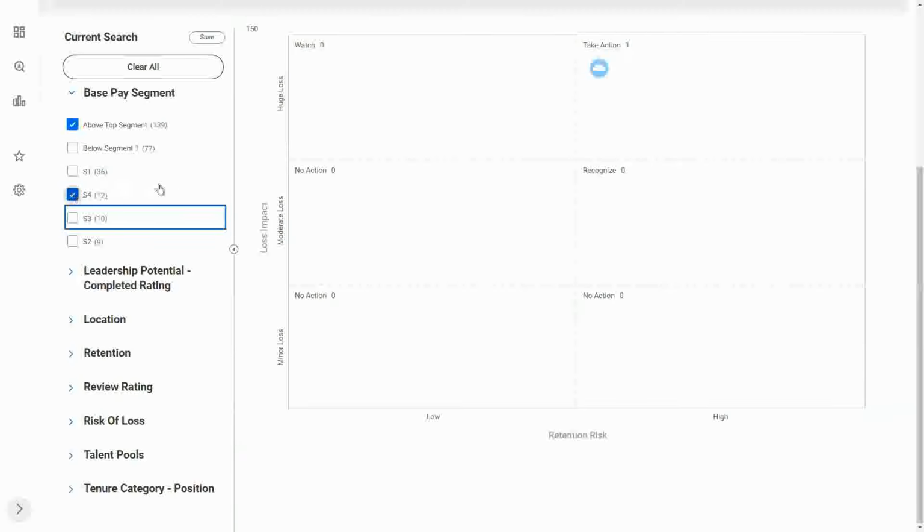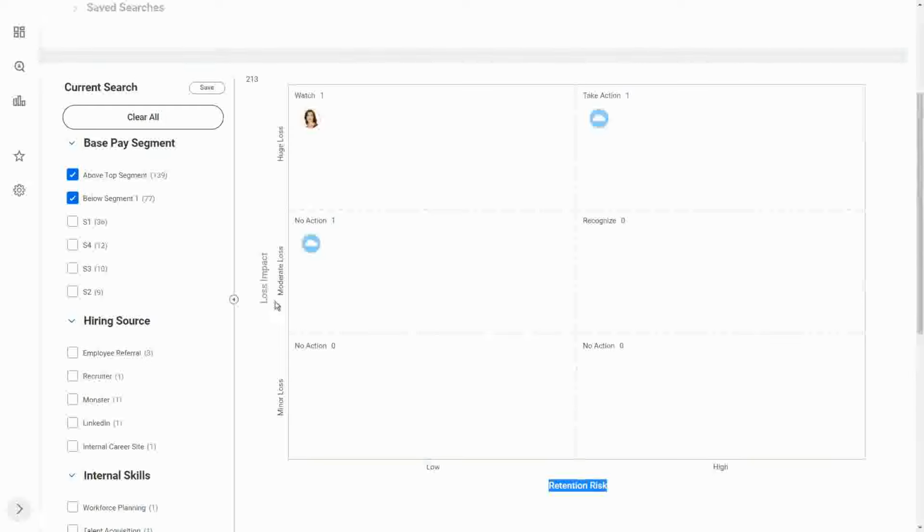But anyway, if you just look at this particular report, what does this report tell you? Okay, you see, on the horizontal axis, you have retention risk, and on this vertical axis, you have loss impact. So the horizontal axis says how likely an employee is to leave the organization. And the loss impact says what will happen if the employee leaves.